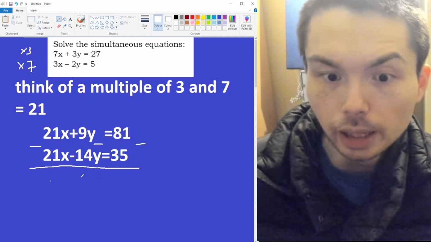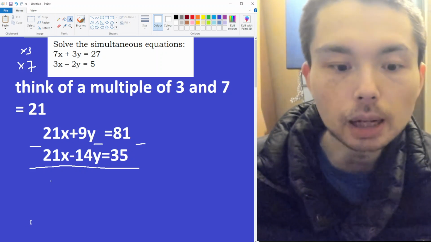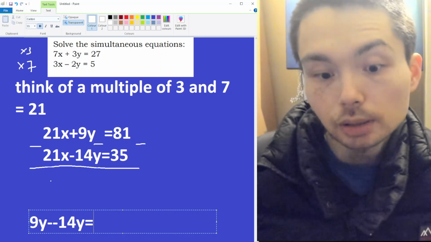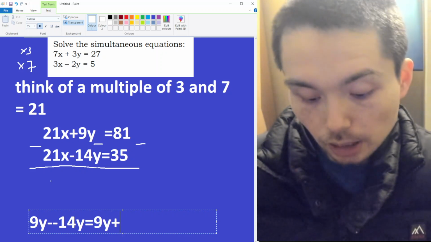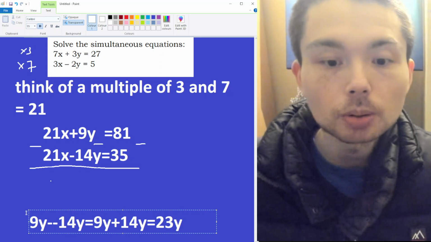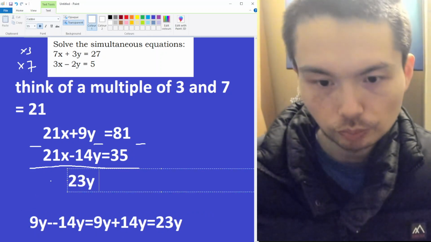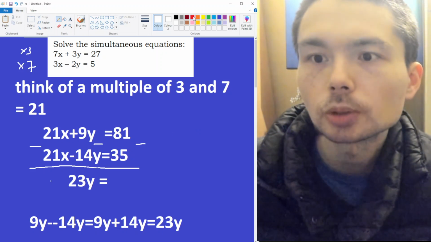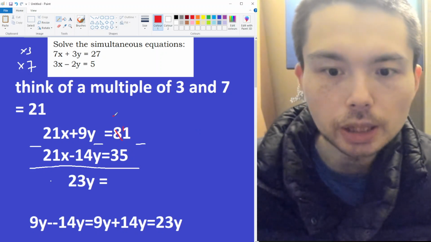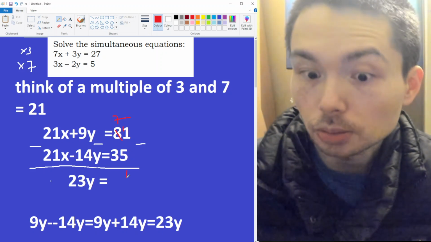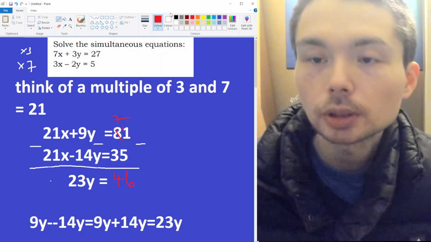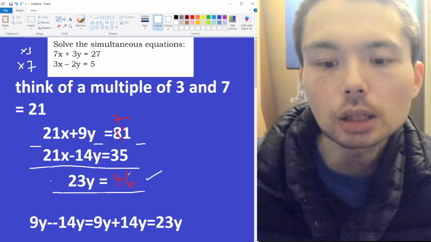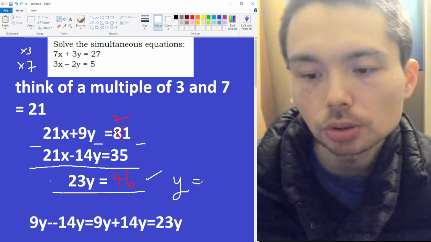That's what we're doing. 0x here, this bit. 9y minus 14y. What is that? Look at the double negative. That becomes positive. Write it with me. 9y plus 14y equals 23y. Put that here. 23y equals 81 minus 35. Just do normal column subtraction. Borrow 7. 11 minus 5 equals 6. 7 minus 3 equals 4. When you get such nice numbers like this, you know you've done it correct. 23y equals 46, so y is equal to 2.